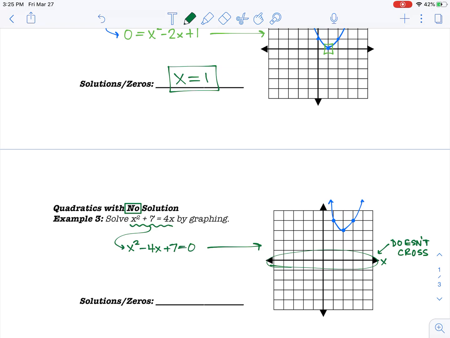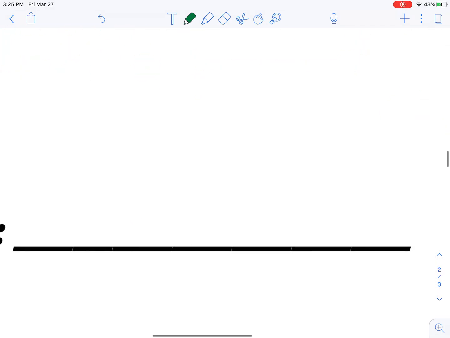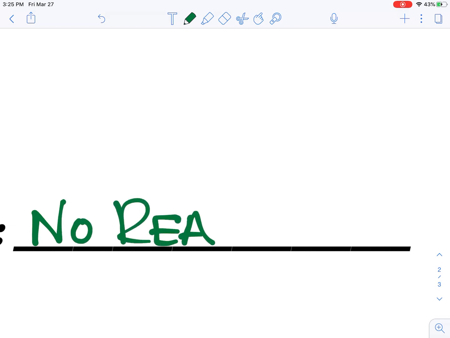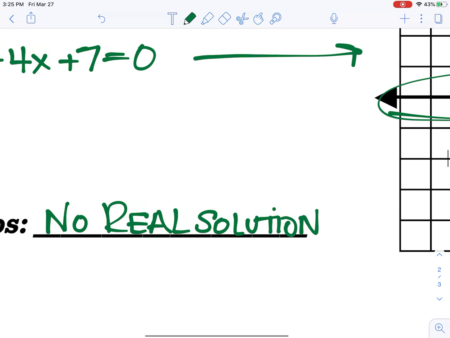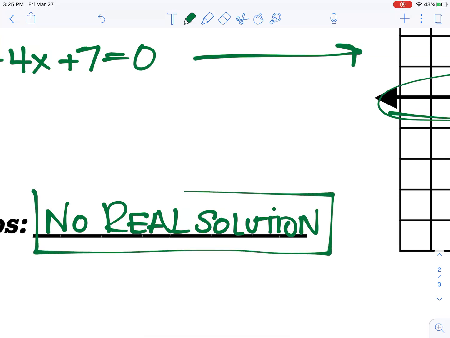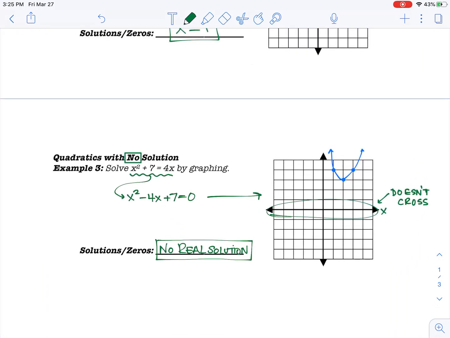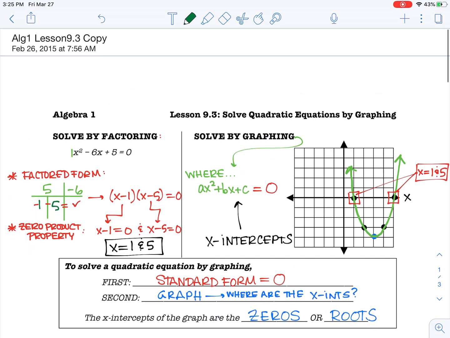Now, you may wonder, why does it need to be real? So for right now, we're just going to state that this has no solution. Eventually in Algebra 2, you're going to learn how to work with what we like to call a complex solution, which isn't real. And when you get there, you'll understand more why we put no real solution instead of just no solution. So if you're solving by graphing, and you get to a parabola that does not cross the x-axis, you just write no real solution.